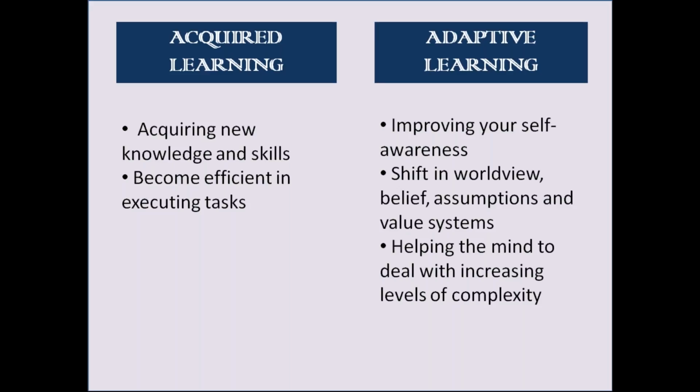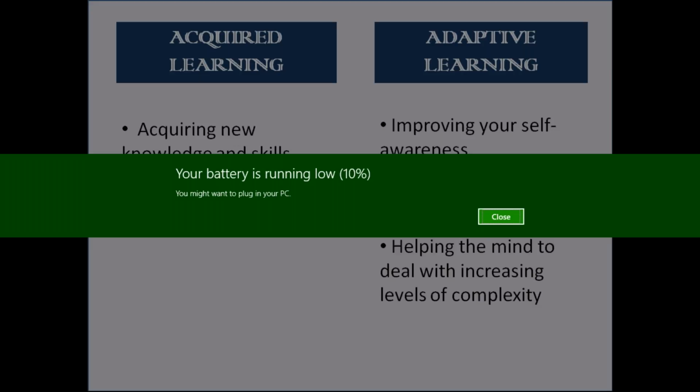So in that environment, acquired learning will not be of much help. So even though you read several books or attend training programs, these training programs or the books that you read or the lectures that you listen to may not really help you in developing your own psychological maturity. It will not help you in getting a shift in the way that you look at and understand things. So adaptive learning is the only way where you can deal with the VUCA world.